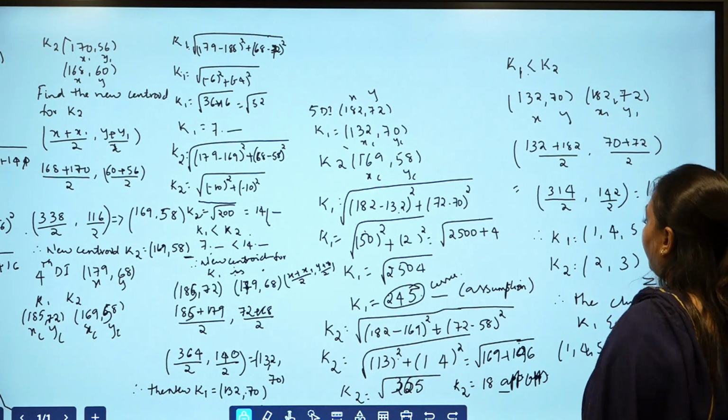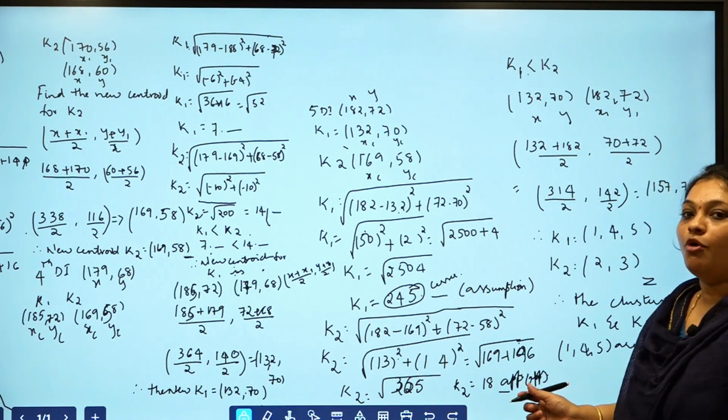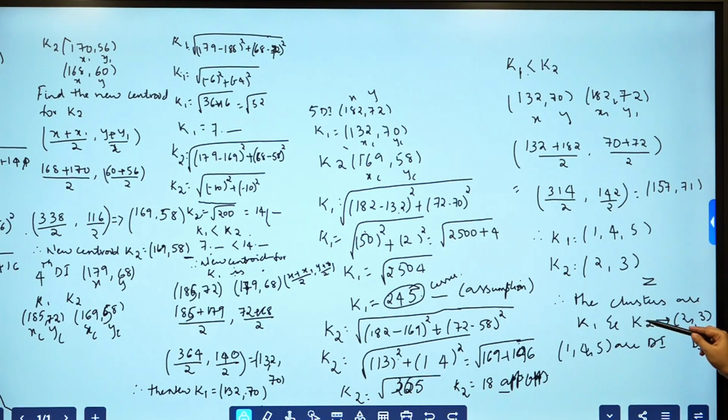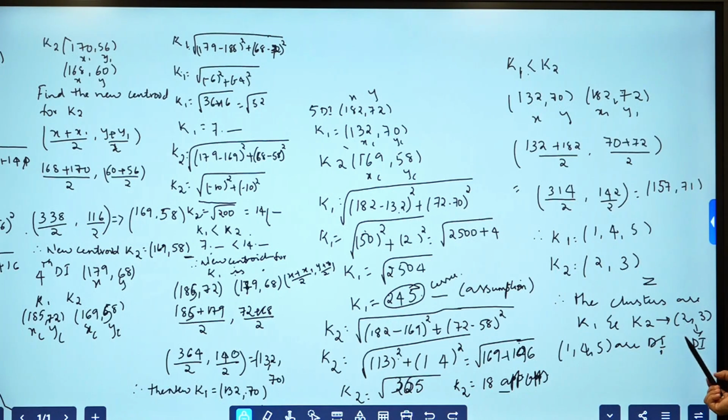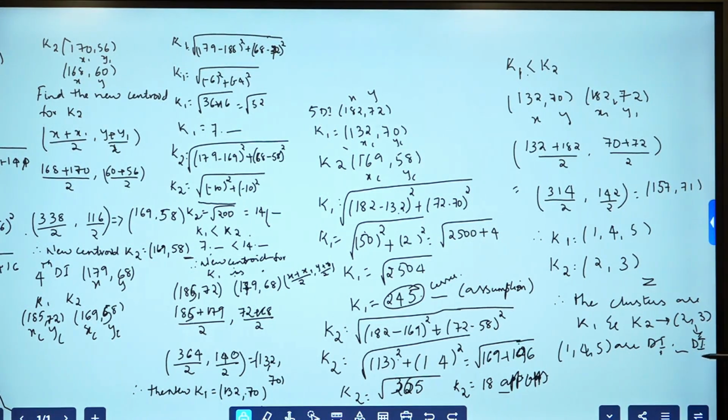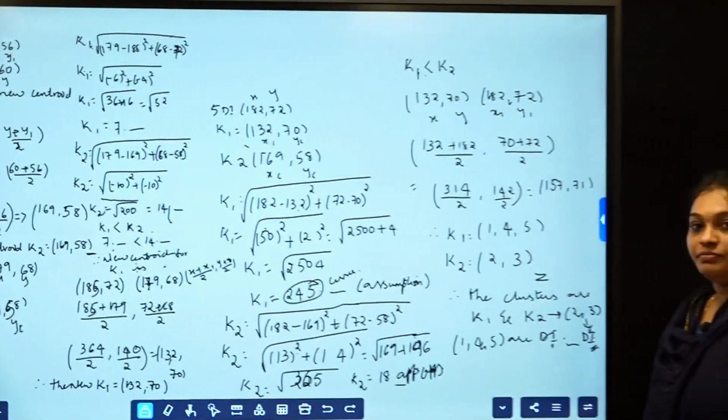It is satisfying the rules we have already spoken about. So here K1 is 1, 4, 5 and K2 is 2, 3. So 1, 4, 5 are the data items which are not repeating in your K2, which is 2 and 3. So we are satisfying the rules here. So this is all about your partitioning method, which is a very important question.